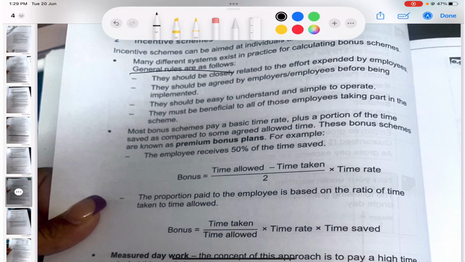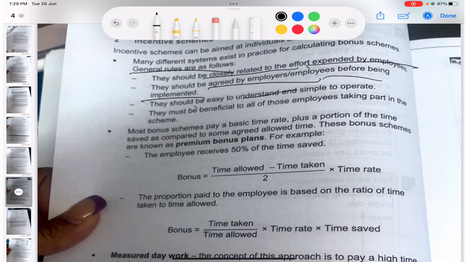So general rules. They should be closely related to the effort expended by employees. So whatever effort is put in by the employees, the incentive should be based on that. They should be agreed by employers before being implemented. So before you implement any kind of incentive, that should be approved and accepted by the employees and by the employers.